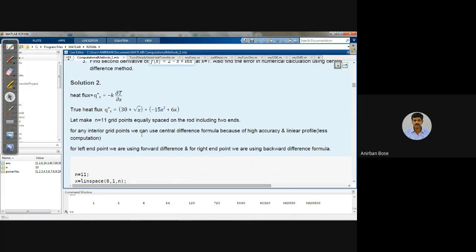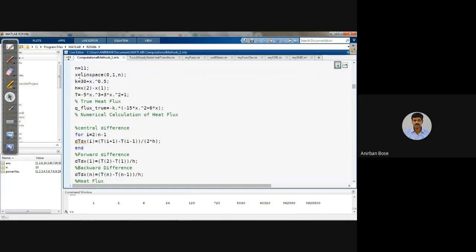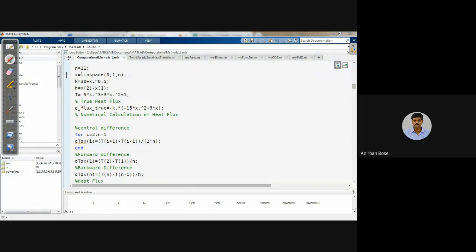For any interior grid point, we can use the central difference because of its high accuracy and, with a linear profile, less computation. For the left endpoint we use the forward difference, and for the right endpoint we use the backward difference formula. Now we have defined n equal to 11, as you can see, and then x equal to linspace from 0 to 1, because 0 to 1 is the total length of the rod. So from 0 to 1 we divide into n number of points.